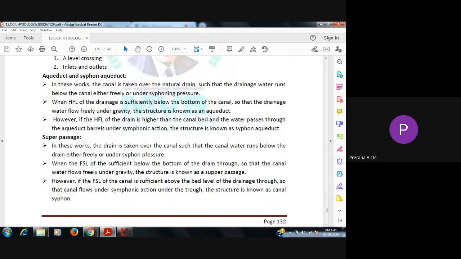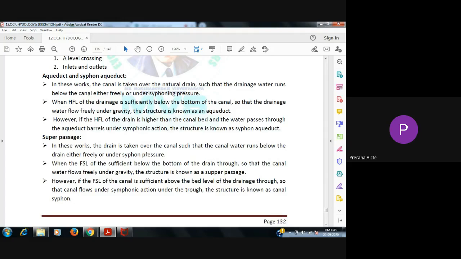Let's say aqueduct and siphon aqueduct. In these works, the canal is taken over the natural drain. Right? The canal is flowing over the drain such that the drainage water runs below the canal, either freely or under siphoning pressure, whatever it is. What is the advantage of flowing the canal above the drain? Actually, inspection is very easy. So that's why it is mentioned here.